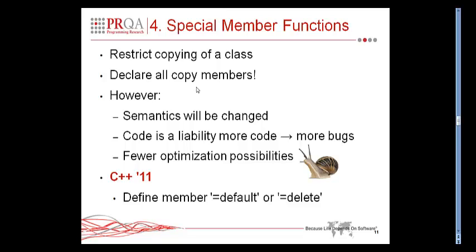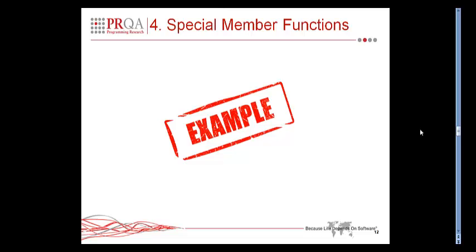Another issue is if the implementation is provided, then there's extra code added, and as a general rule, more code equates to more bugs. And finally, because the functions have been added, there are actually fewer optimization possibilities, as the compiler may be able to work out that it can do slightly more performant code in the case that it knows exactly how something is going to be copied. So C++11 addresses this problem by reusing the default and delete keywords and allows us to add in special definitions on these member functions. So now we can show an example of this.